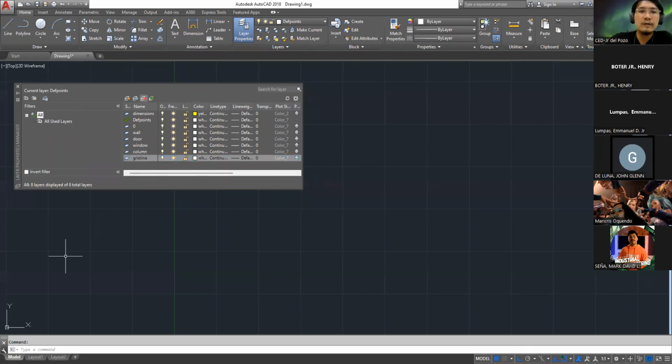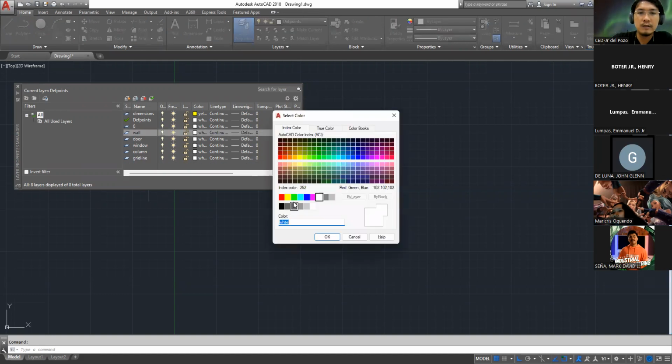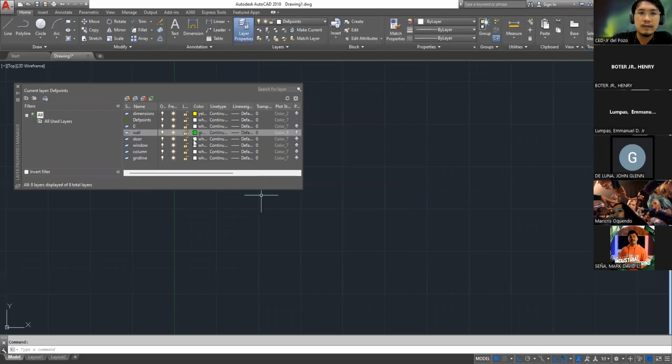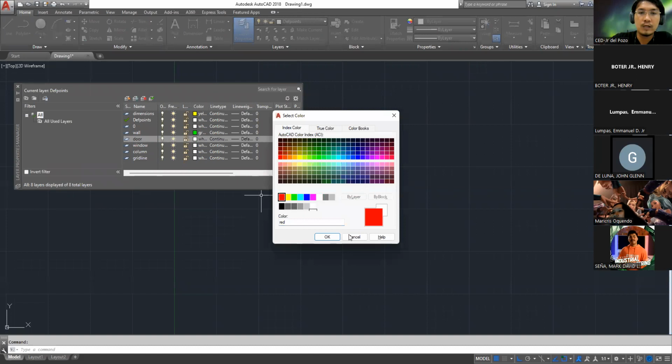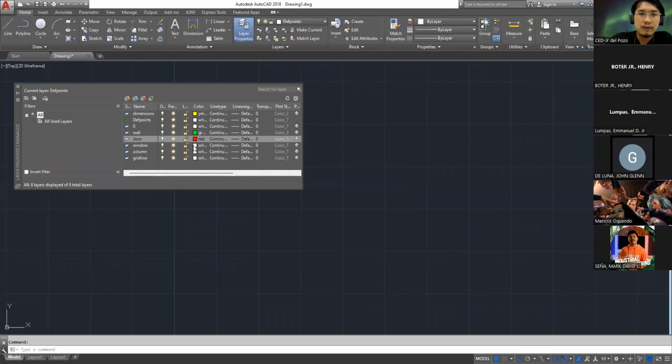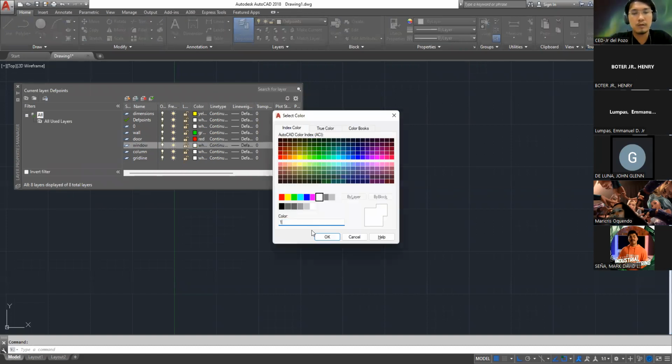Okay? So once you set all the components or the layer, we change the color. So kaya tayo nagbabago ng color para ma-distinguish natin kung ano yung mga magkakasama. Okay? So we put here the wall. Wall is green. I set here green. For doors, I set it 1 o yung red. For window, ganun din, number 1 din, color number 1.